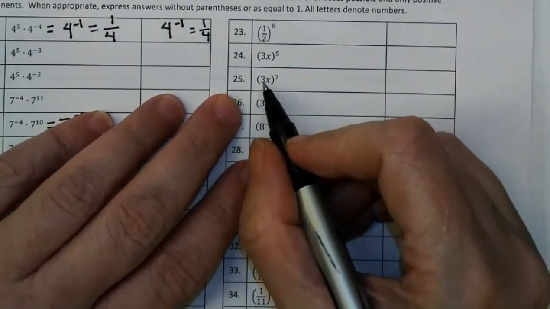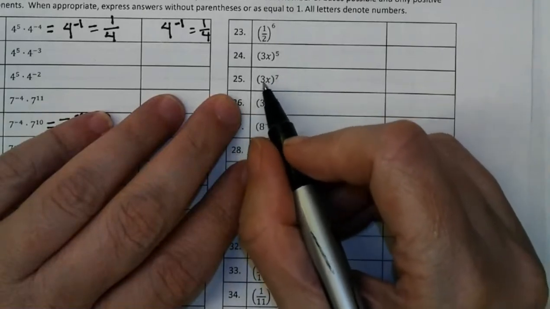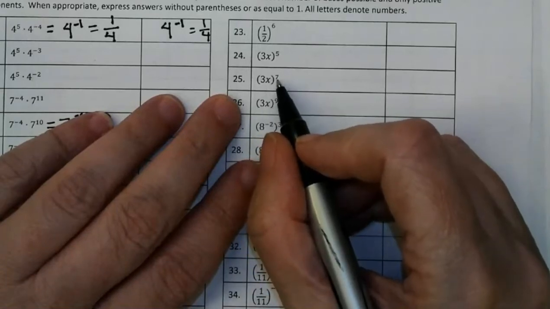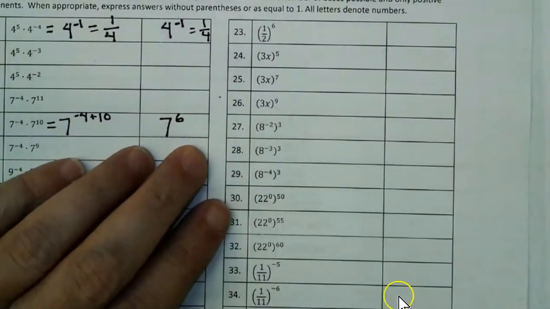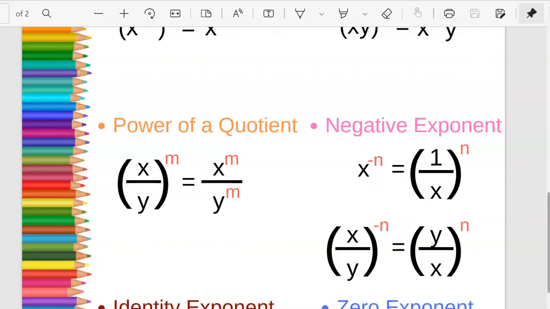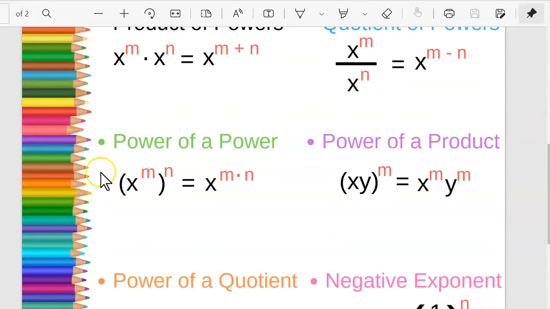Now we've got 3x raised to the 7th power. There's something different about this one because I have 2 numbers inside of the parentheses being raised to the 7th power. So let's look at our rule sheet. I'm looking for something with more than one thing inside the parentheses. So not this one, because this one has an exponent inside the parentheses. My sample didn't have an exponent. It had two different values inside of the parentheses raised to a power.